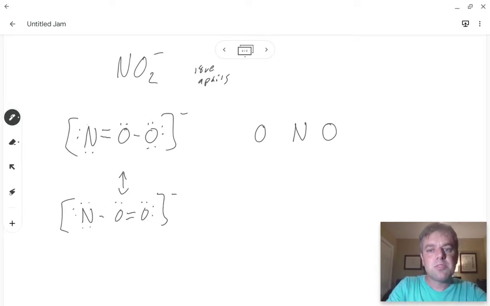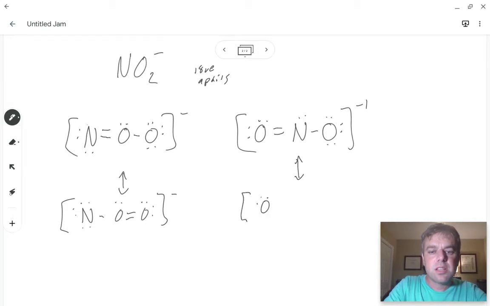Now, the other option is that if we had the nitrogen as the central atom, then the structure is going to end up looking like this. It's going to look very similar. The difference is going to be the basis of formal charge.